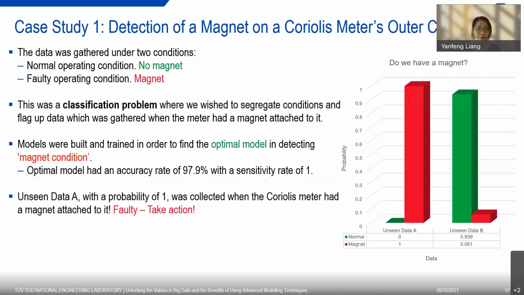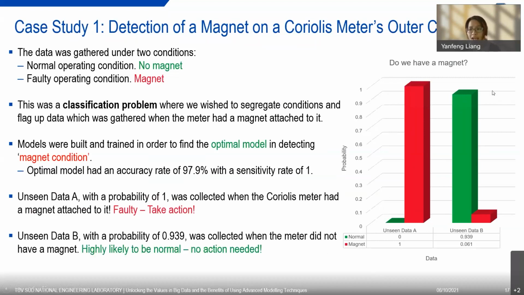In other words, we have a faulty condition. Now we need to go take action and remove the magnet. Similarly, when we now look at another set of data, in this case with a probability of 0.939, this data was collected when the meter did not have a magnet. So it's highly likely that the Coriolis meter is working well. So in other words, no actions needed. We don't need to send someone out to remove anything.